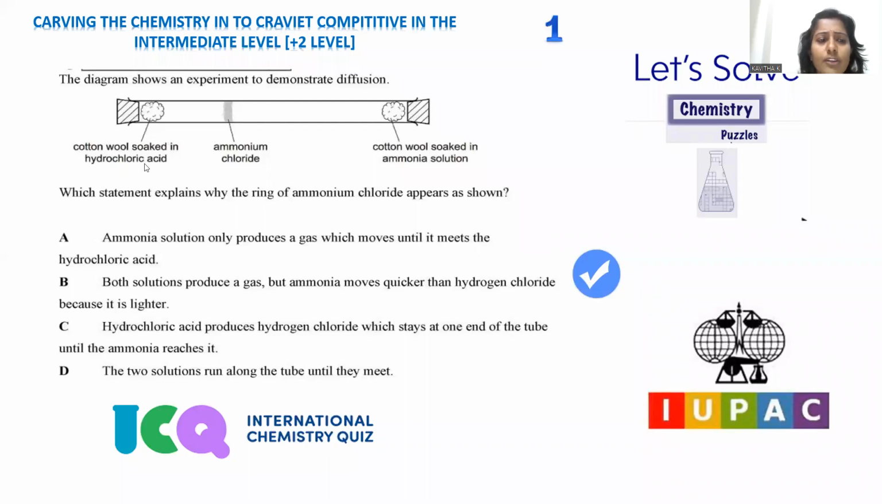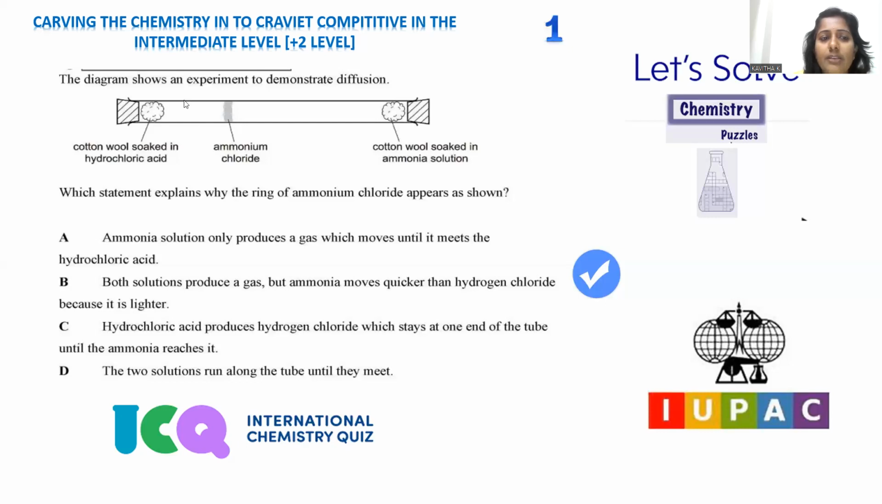Hydrochloric acid has the tendency to diffuse, and ammonia also has a tendency to diffuse, moving along this glass tube. Whenever this movement is observed, we can notice the formation of a product, called ammonium chloride. This is the experiment provided, and the question regarding it is, which statement explains why the ring of ammonium chloride appears as shown?